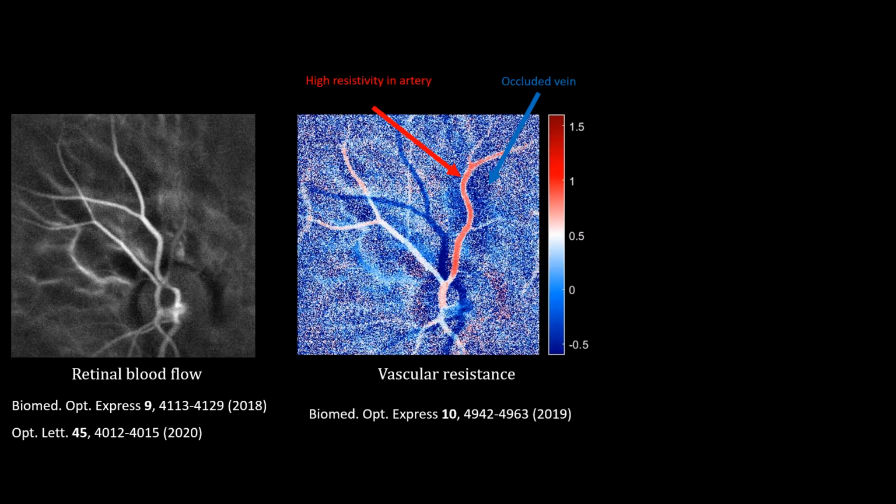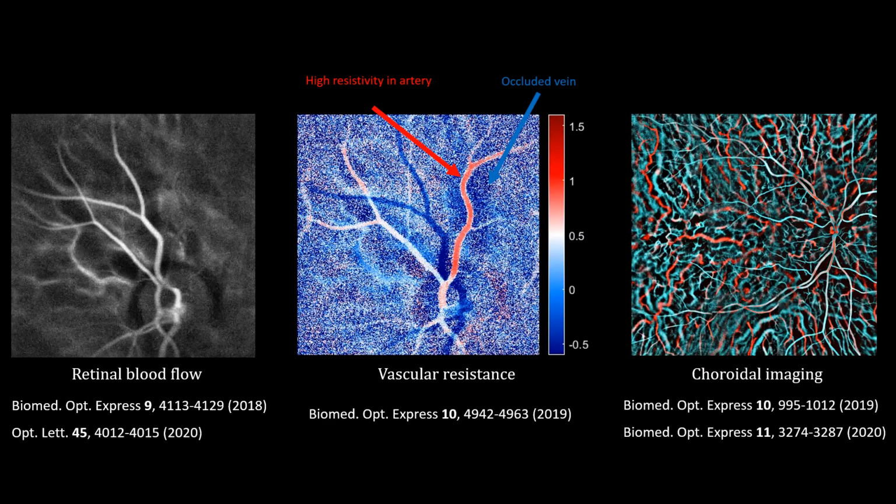Laser Doppler holography is a technique that we have previously applied mostly to image retinal blood flow with a high temporal resolution. This can be useful, for example, to measure the resistivity index. So on this picture there was an occluded vein and the vascular resistance was increased in the corresponding artery, which we could reveal with LDH.